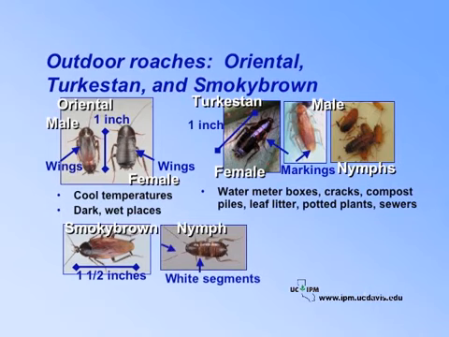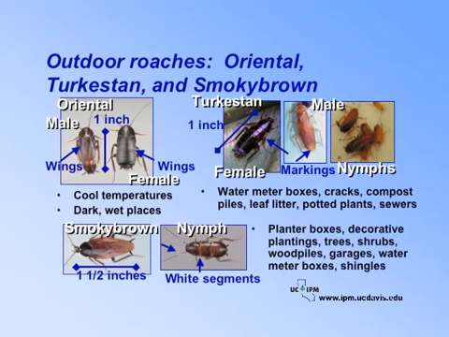Nymphs have white segments on their antennae and backs. This species is found in planter boxes, decorative plantings, trees, shrubs, wood piles, garages, and water meter boxes. They are sometimes found in shingles or indoors in attics.